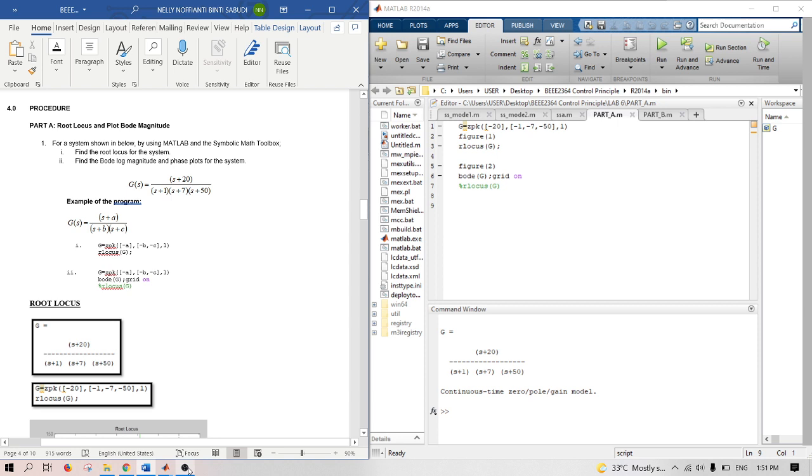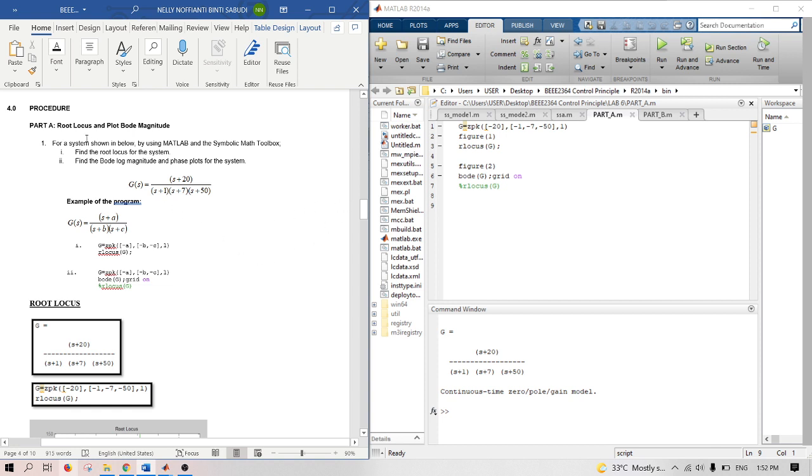So today I would like to explain about lab 6 of control principle, which is system stability. Okay, as for part A, it is root locus and plot Bode magnitude. The coding for root locus and plot Bode magnitude is already given. The first one is for root locus and the second one is for plot Bode magnitude, and the transfer function is given here, so you just need to use this transfer function and write your coding.